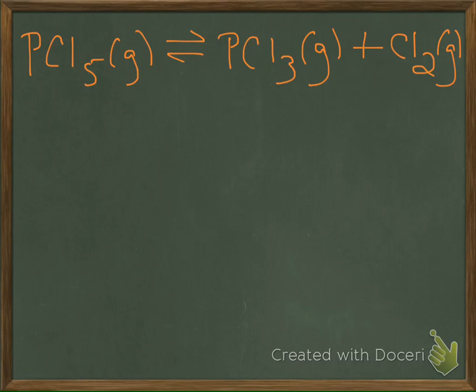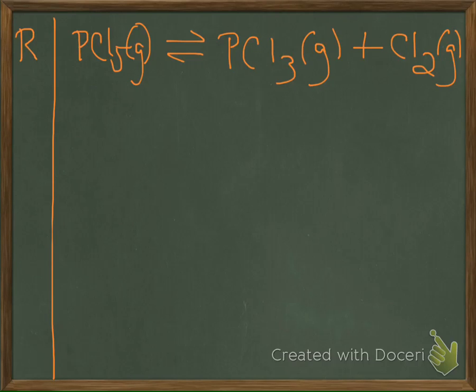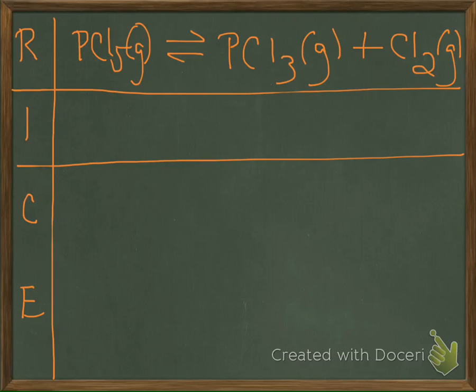Alright, so here's our reaction, and what we want to do is set up a RICE table. PCl5, which is a gas, goes to PCl3 and Cl2. And here is my R for reaction. I'm going to set up a table like this. Go down, I'm going to write I, C, and E. I again for initial, C is going to be your change, and E is going to be your equilibrium.